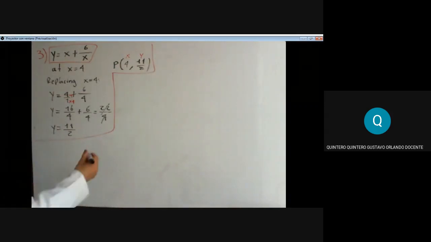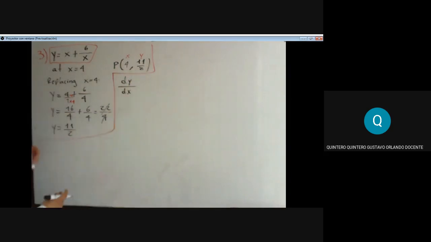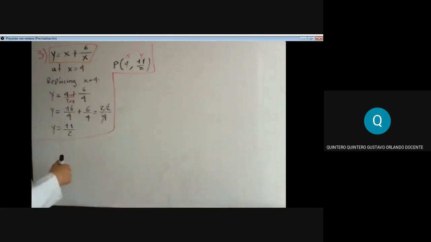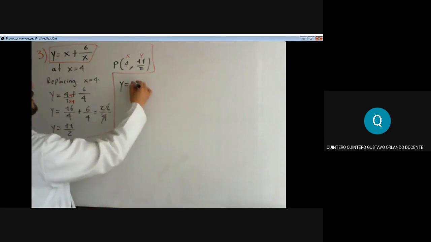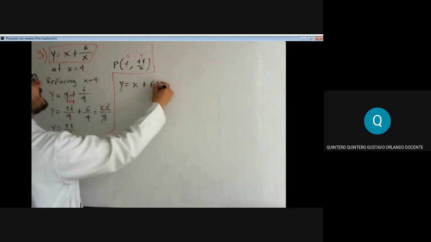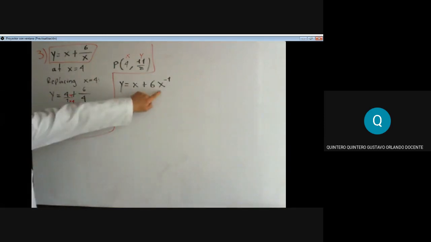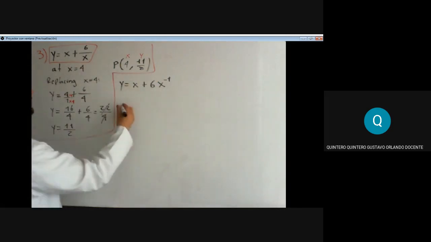To find the slope, what we need to do is find the derivative of the function, dy over dx. But look at this. Finding this derivative with that x in the denominator will not be easy. I'm going to change it so that the denominator doesn't have an x. I'm going to write it as y equals x plus 6 times x to the negative first. By doing that, remember, the x is no longer in the denominator. I put it up, and now I can find the derivative of that function.